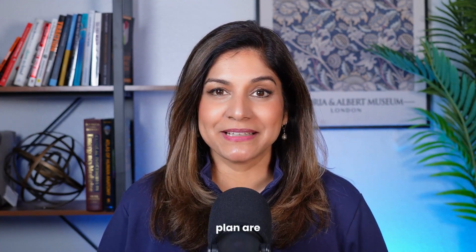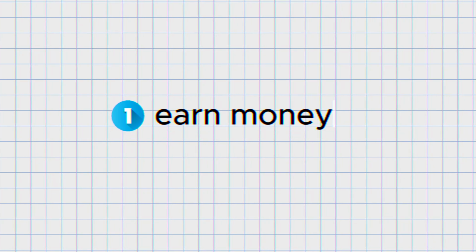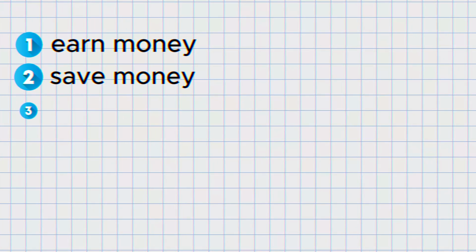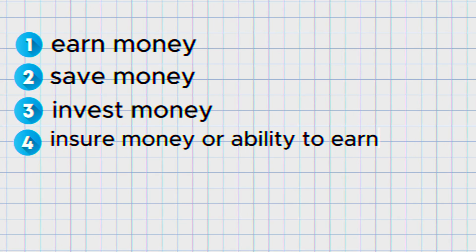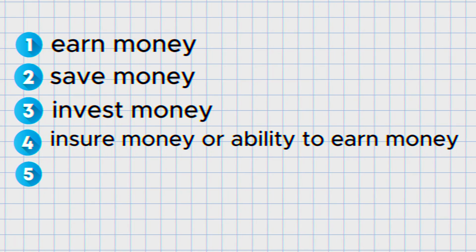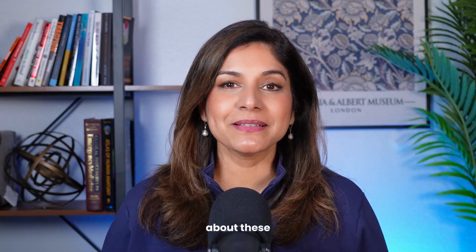And what are those? The 5 basic components of a financial plan are: number 1, earn money. Number 2, save money. Number 3, invest money. Number 4, insure money or your ability to earn money. And number 5, avoid borrowing money. That's really all there is to it. So let's go back over the list and talk about these in detail.